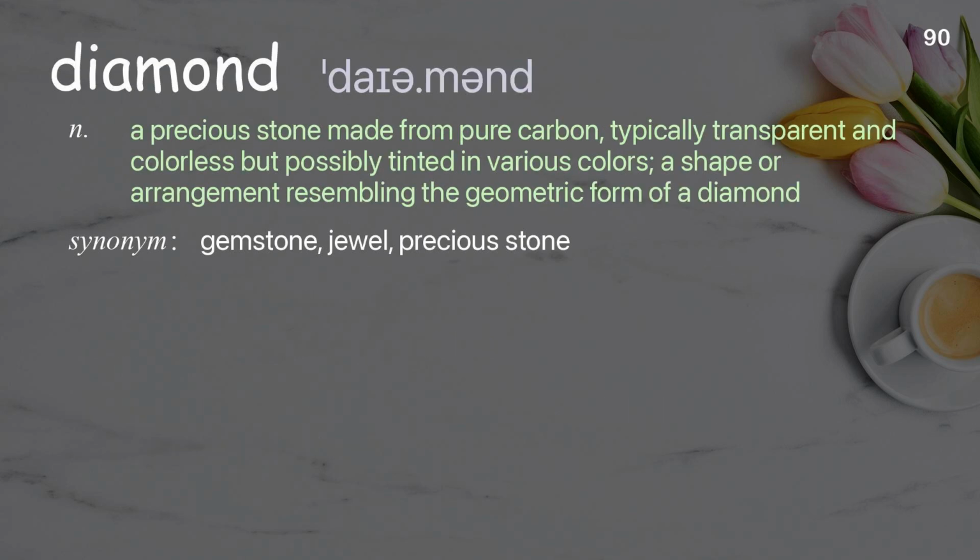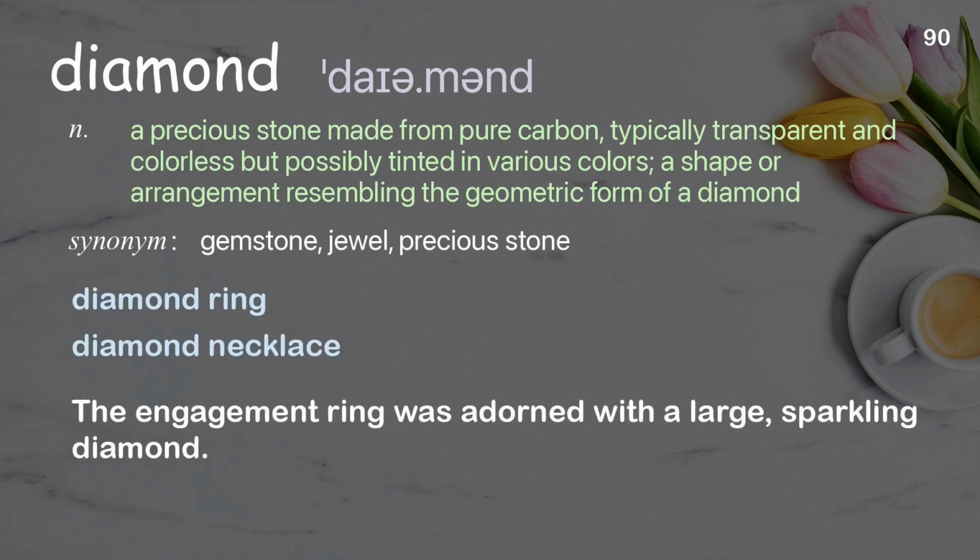Diamond. A precious stone made from pure carbon, typically transparent and colorless, but possibly tinted in various colors, a shape or arrangement resembling the geometric form of a diamond. Examples: diamond ring. Diamond necklace. The engagement ring was adorned with a large, sparkling diamond.